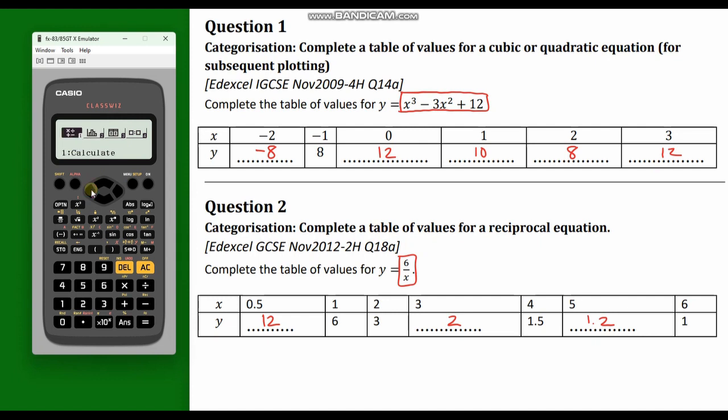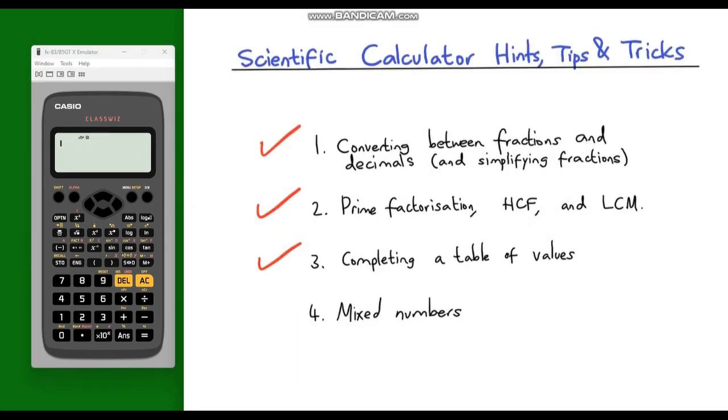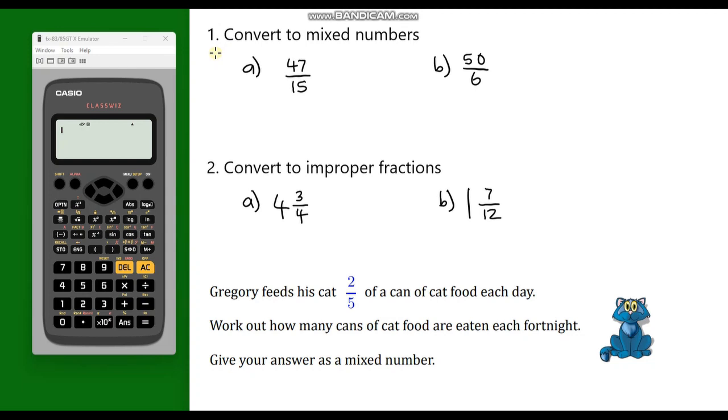Make sure we go back to calculate mode. Okay, so press equals, and now we're back in the standard mode. Okay, the fourth and final topic we're going to look at is mixed numbers. So the first questions we're going to look at are improper fractions, and we're going to convert them into mixed numbers. So the first one we've got is 47 over 15.